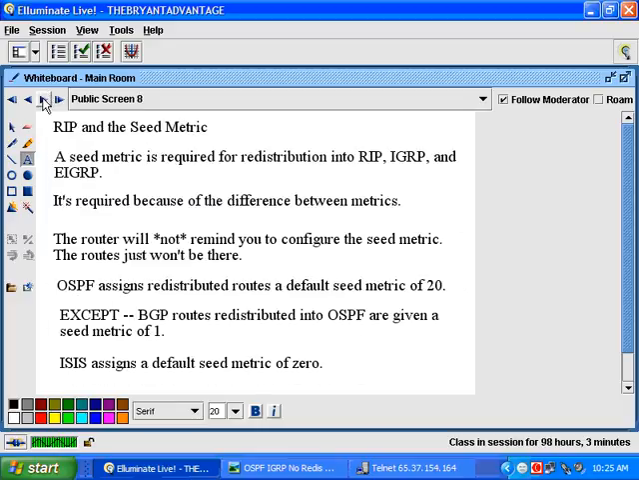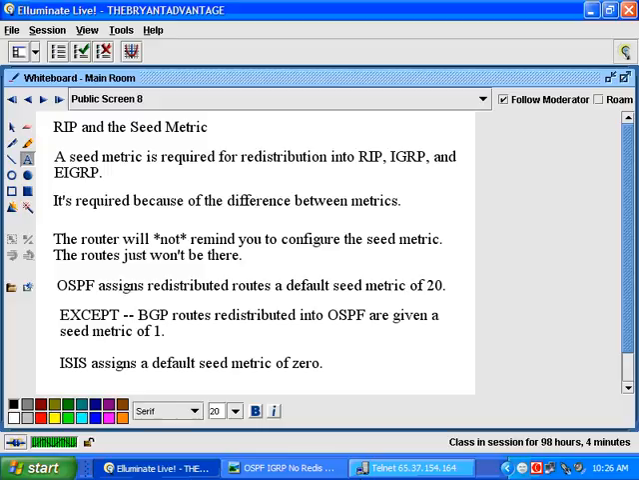Now we're going to get into RIP and the seed metric, and again, RIP and the seed metric is the most common redistribution error. You've got to configure a seed metric for RIP, IGRP, and EIGRP anytime you redistribute routes into those 3 protocols. And it's required because of the difference between the metrics. Because let's think about that.